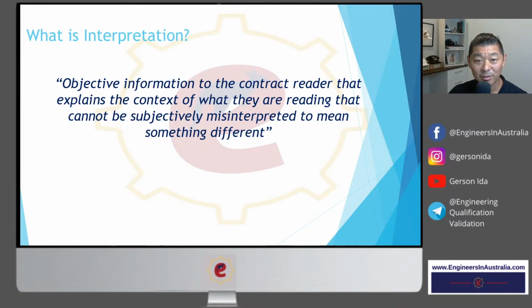So what is interpretation? Objective information to the contract reader that explains the context of what they are reading, that cannot be subjectively misinterpreted to mean something different. So this is the meaning of interpretation.